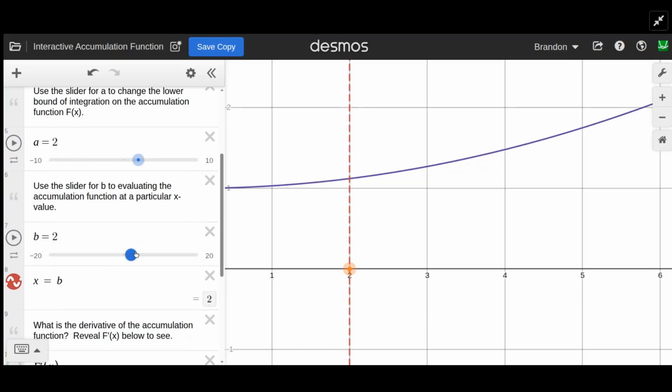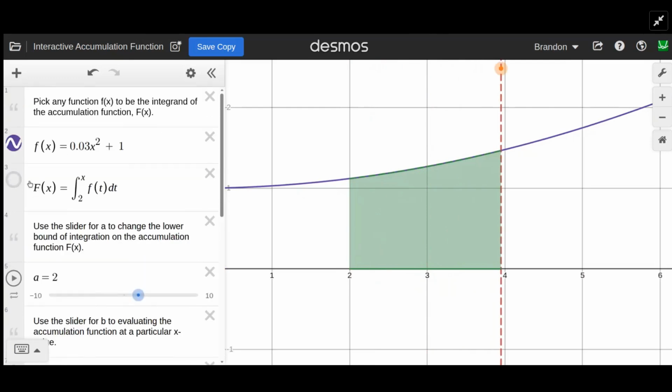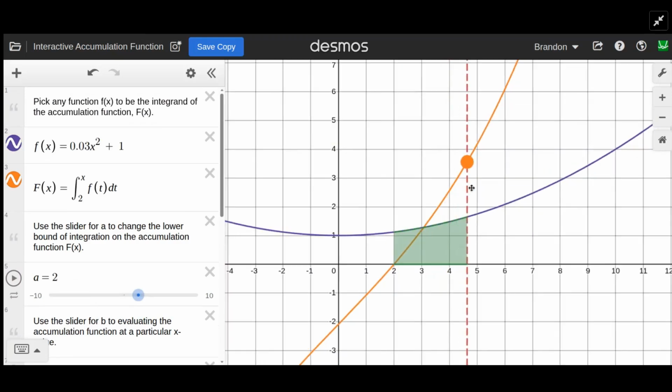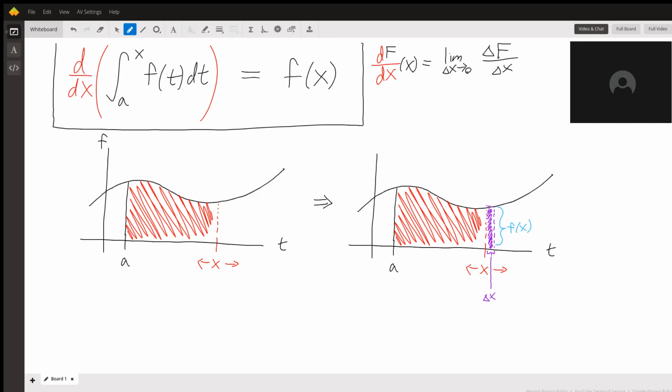When I increase the x value, you can see I get a different area under the curve. And as I do that, the height of this orange value is the output of the accumulation function for a specific x value, or b value in this case. And the height of that orange value is always the area of this green section. So you can look at this orange function as a new function in and of itself, but the height of the orange function in any spot always represents the accumulated area under the original curve. That's a little complicated, but hopefully that makes sense.